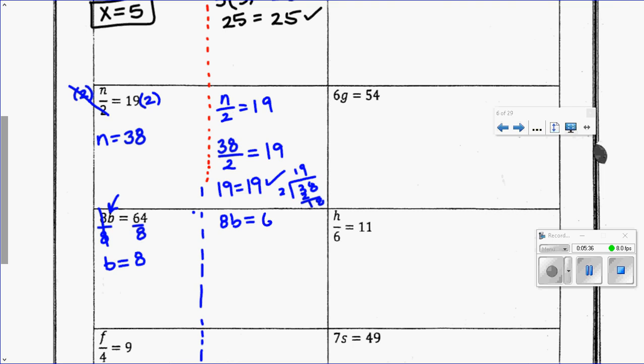8b equals 64. Okay, that doesn't say 86. That can be confusing. I think b is 8, so 8 times 8. And what's 8 times 8? It is 64.